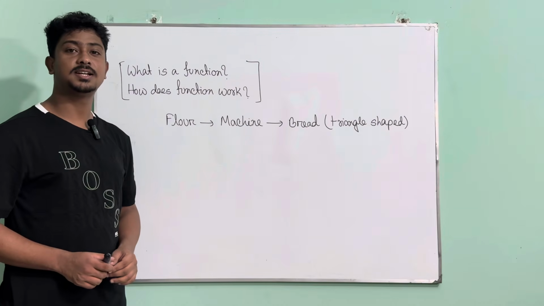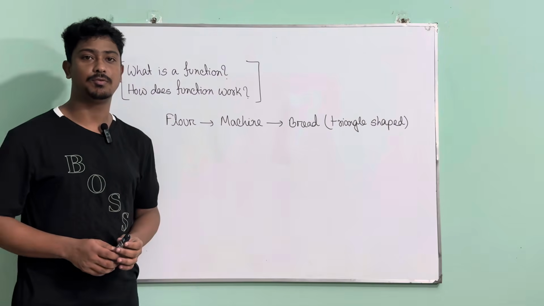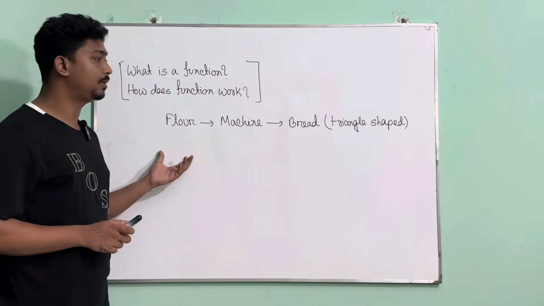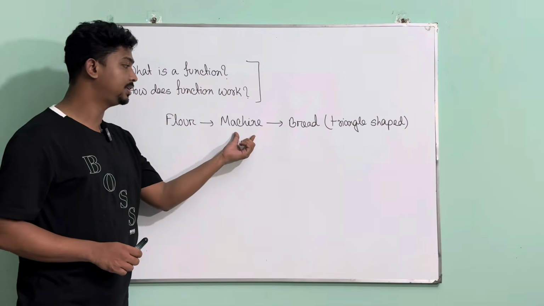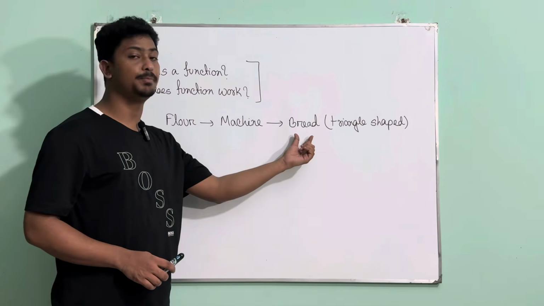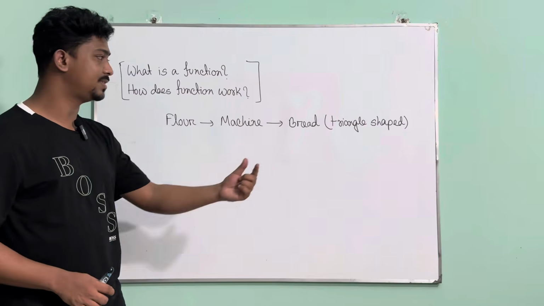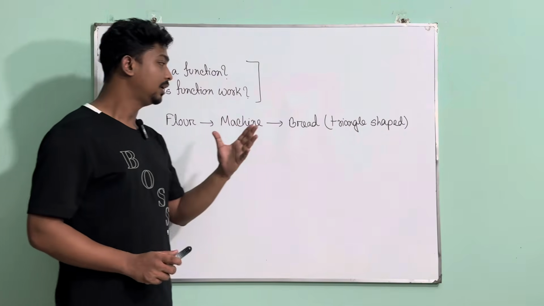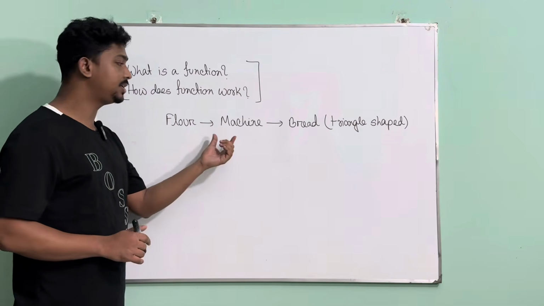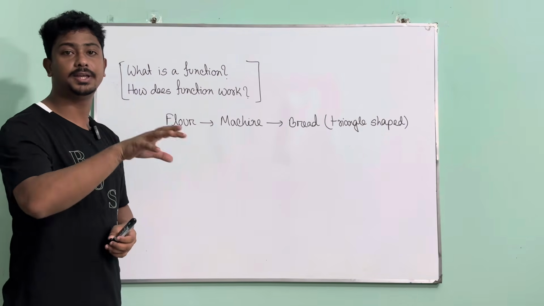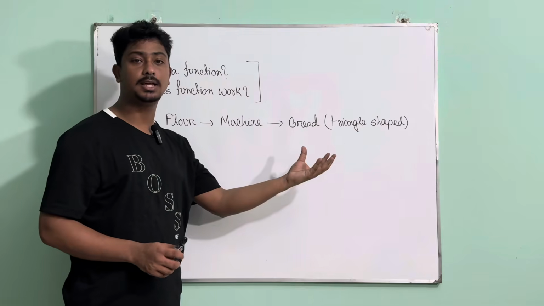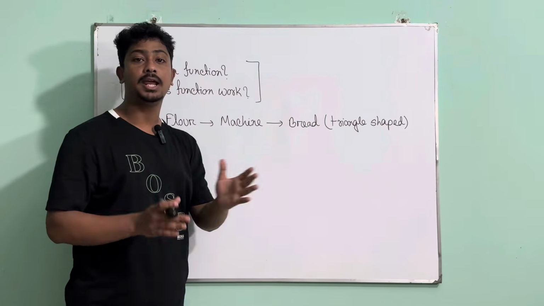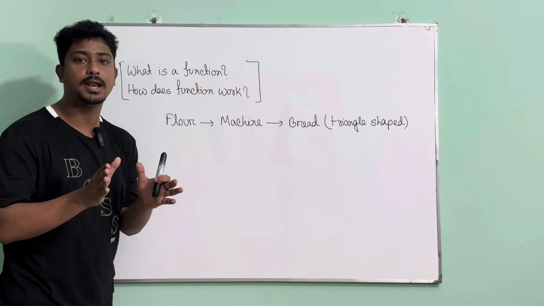So first of all, let's understand what a function is and how it works. But before that, let's talk about a machine. Now we have a machine. If we put flour inside that machine, what we get as an output is bread. Now the bread comes in a very specific shape, which is a triangle shape. So again, what the machine is doing is that we are putting something inside the machine, that means we are putting flour, and the machine is giving us an output, which is bread in triangle shape.